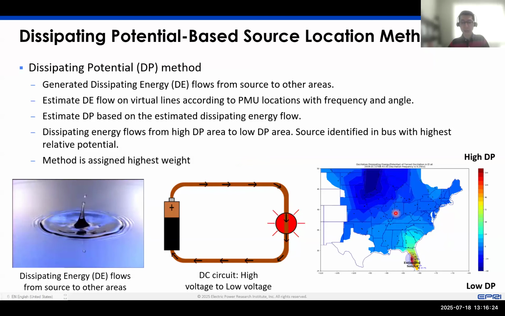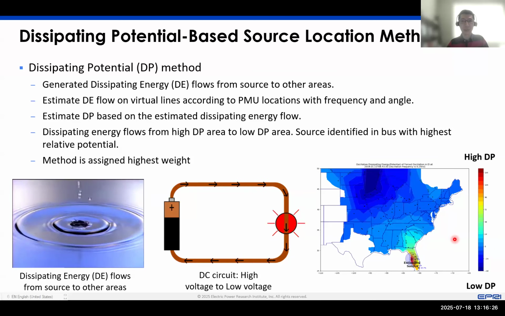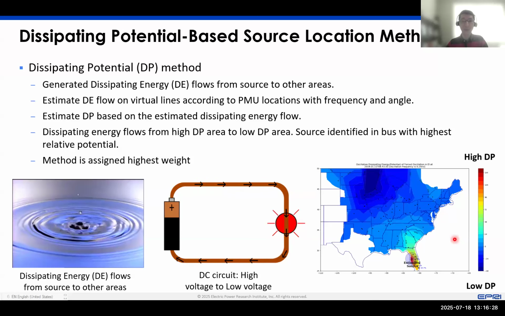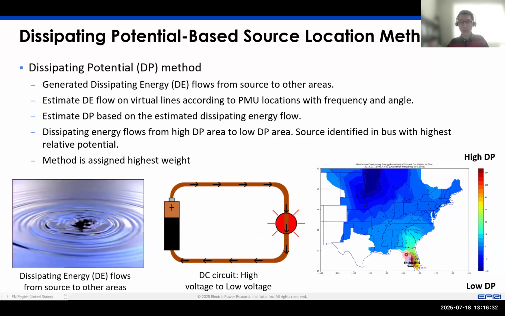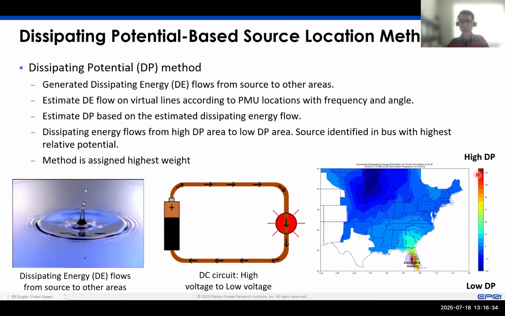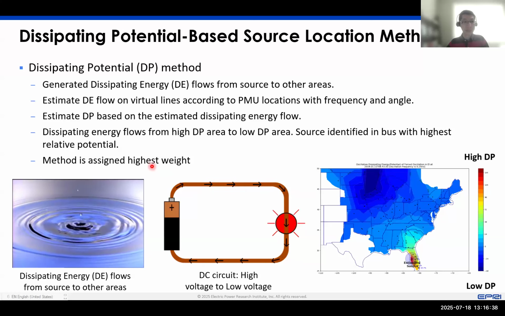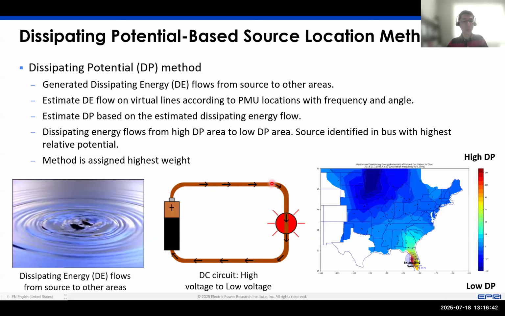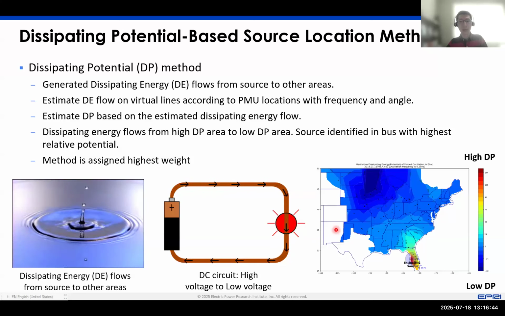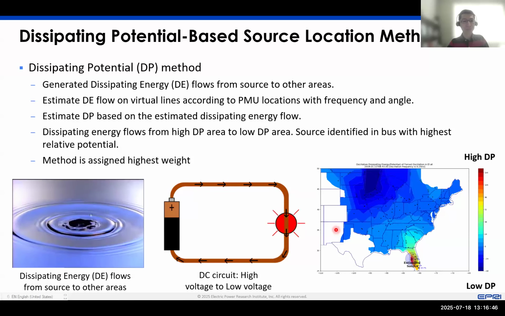You can see here one example, the January 11, 2019 EI forced oscillation event. The Florida area, which is the actual source area, has the highest dissipating potential. This method is usually assigned the highest weighting factor, which means we trust this method more than the other two methods.